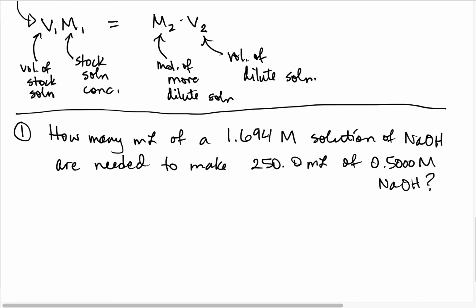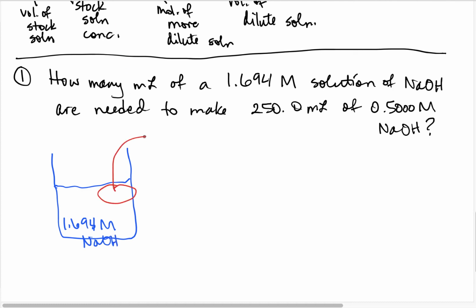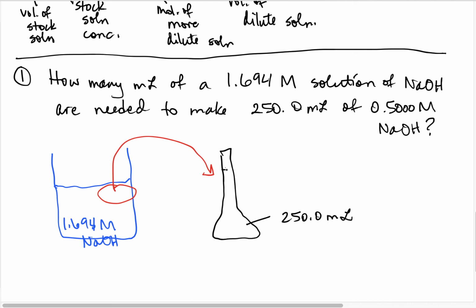So you could just identify volumes and molarities, but I find it better to draw myself a picture, okay? So here's my picture. I have this container of 1.694 molar NaOH. I want to take some of it and put it into a 250 milliliter volumetric flask that has a concentration of 0.5 molar NaOH.